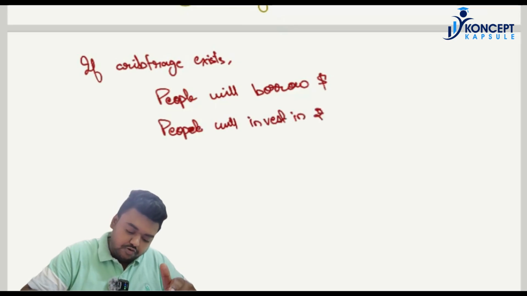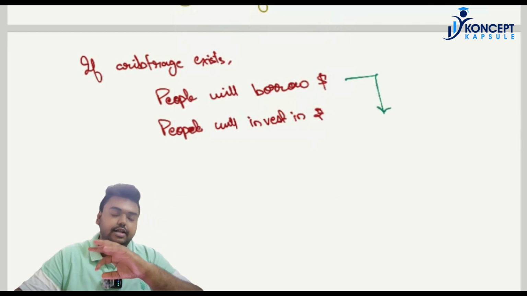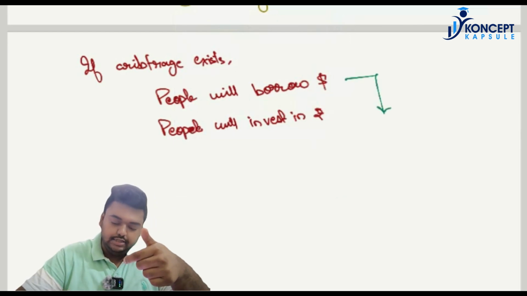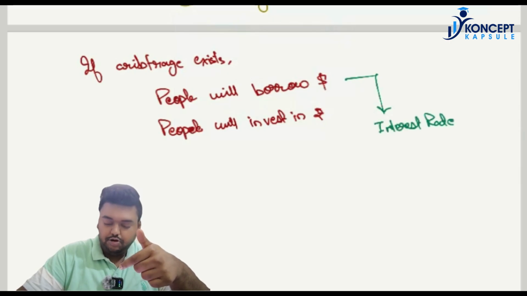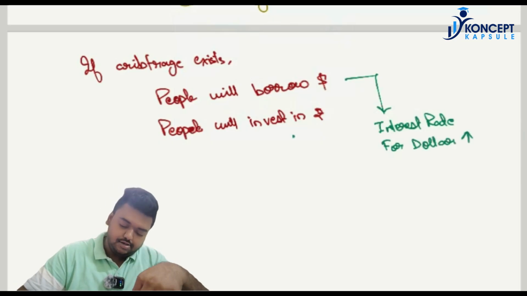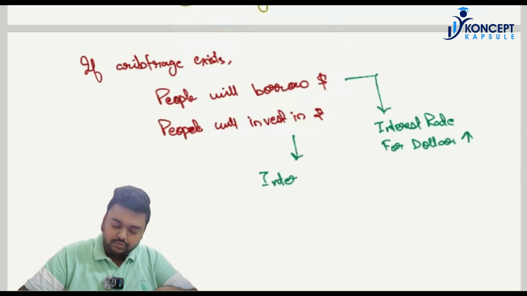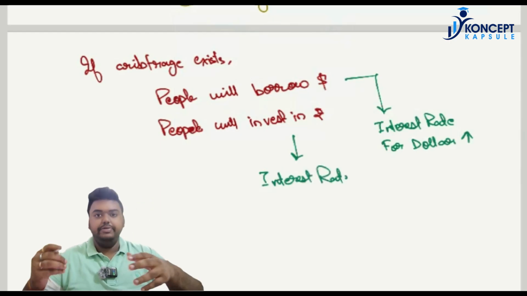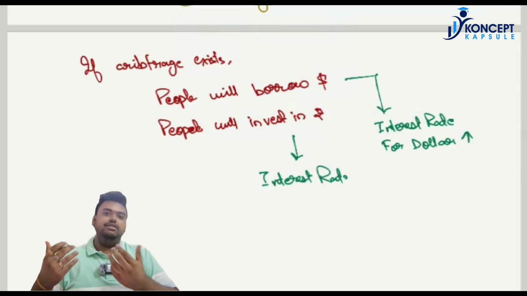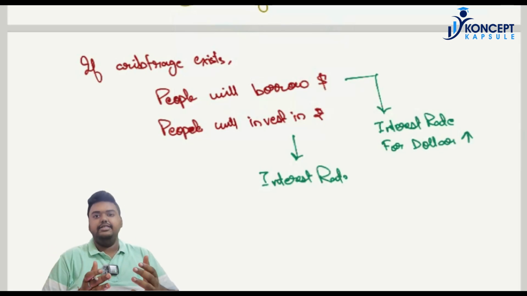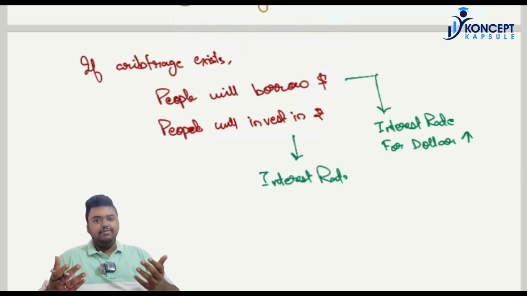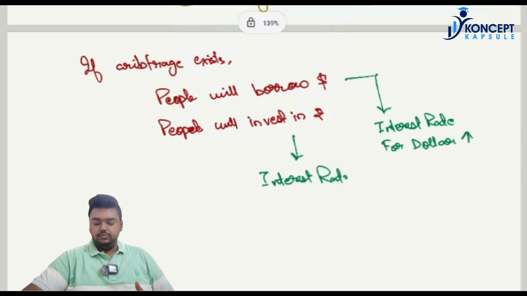Correct? When this is done, it will trigger a mechanism. What mechanism will it trigger? Since people are borrowing in dollars, the interest rate for dollars will rise. And the interest rate for rupees will fall. If a lot of people come together to borrow dollars and invest in rupees, it will trigger a mechanism where your dollar rate will increase and your rupee interest rate will fall.